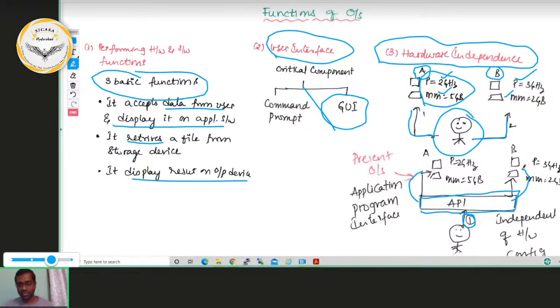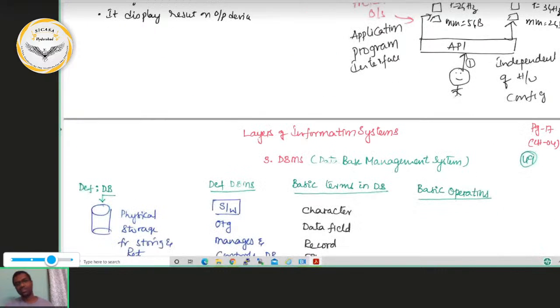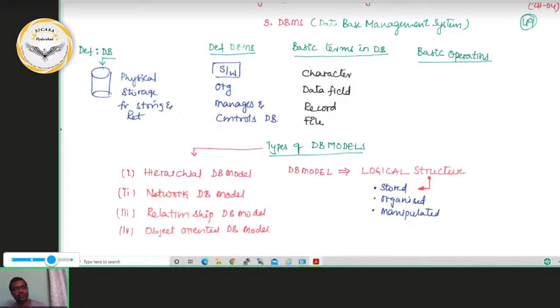Now let us move to the next one. Layers of information system: the third layer is the database management system layer. What do you mean by database? A database is nothing but any physical storage. What do you mean by database management system? It is a software required for organizing, managing, and controlling the database.